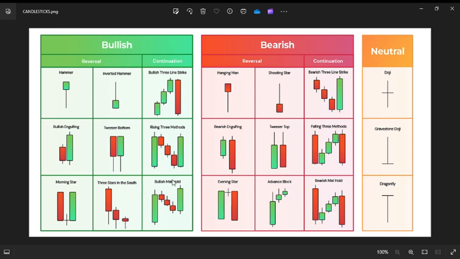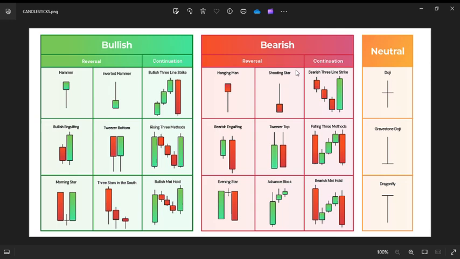The next one, we have the bullish straight line strike. And then we have the rising three methods, and then the bullish mat hold continuation patterns. Whenever you see these in a bullish trend, you should know that there is a possible continuation of the upside movement. So the buyers are still in control of the market, and you'll still be looking out for opportunities to buy.